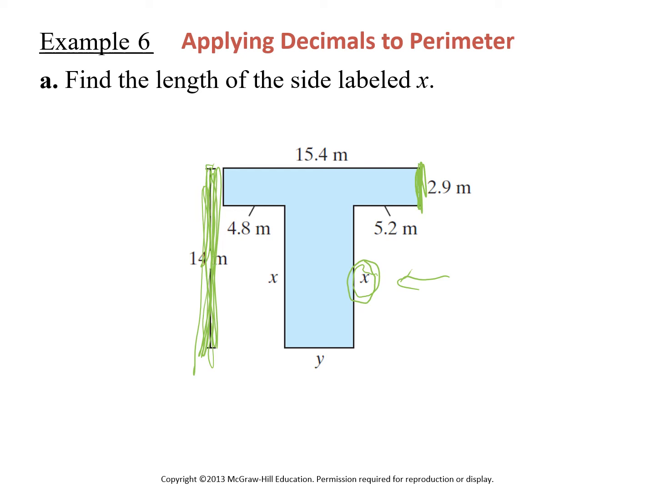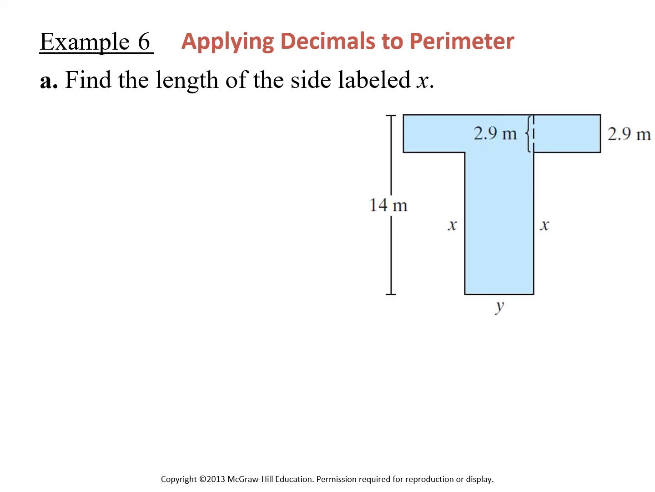And when we're looking for a missing horizontal piece, we just use the other two horizontal pieces. So when we're looking for Y, which is horizontal, we simply use the other horizontal pieces. So we have this 4.8 meters, 5.2 meters, and 15.4 meters. I hope you can recognize that if I take this 15.4 and I subtract both 5.2 and 4.8, that will give me the missing piece Y.